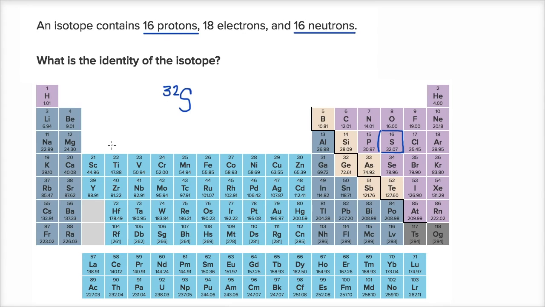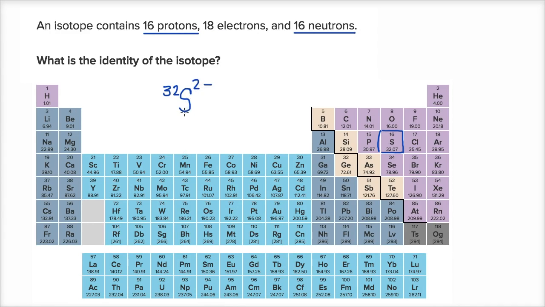Now let's figure out if there's going to be any charge here. The protons have a positive charge. The electrons have a negative charge. If you have an equal amount of protons and electrons, then you would have no charge. But in this case, we have a surplus of electrons. We have 2 more electrons than protons. And since we have a surplus of the negatively charged particles, and we have 2 more, we're going to have a -2 charge. And we would write that as 2 minus.